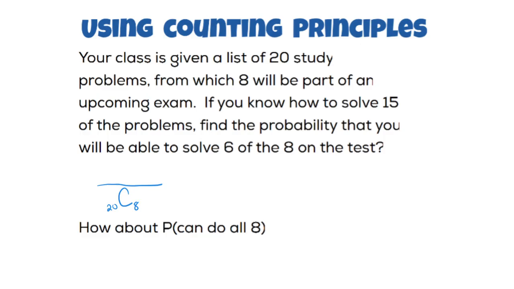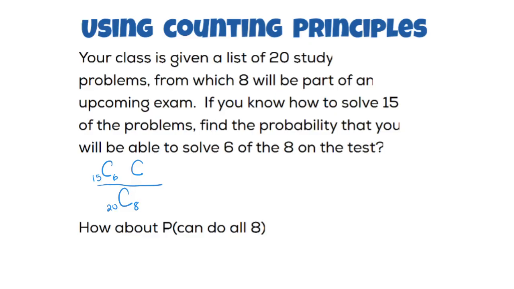Now, I've got to come up with a scenario of I can do some of them, and some of them I can't do. So let's start with the ones I do know. I know how to do 15 of those. How many of those do we want to end up with on the test? 6. But then I don't want to get ambitious here. I want exactly 6. I want that to happen.